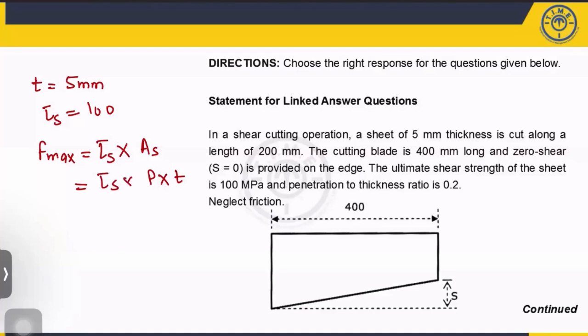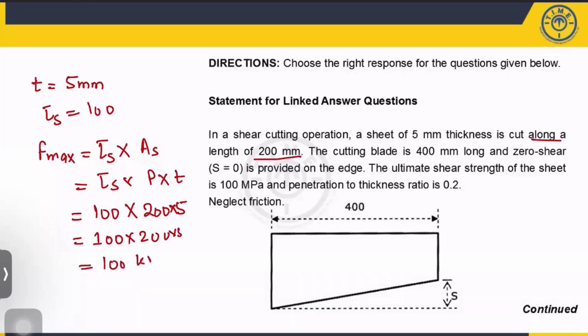What is the shear strength? The shear strength is 100, and the perimeter, what is the perimeter of this? Cutting along a length of this one, 200. That means this value is 200. What is the thickness? The thickness is 5 mm. So you will get 100 into 200 into 5, which is nothing but 100 kilonewton, the maximum force which you have calculated.